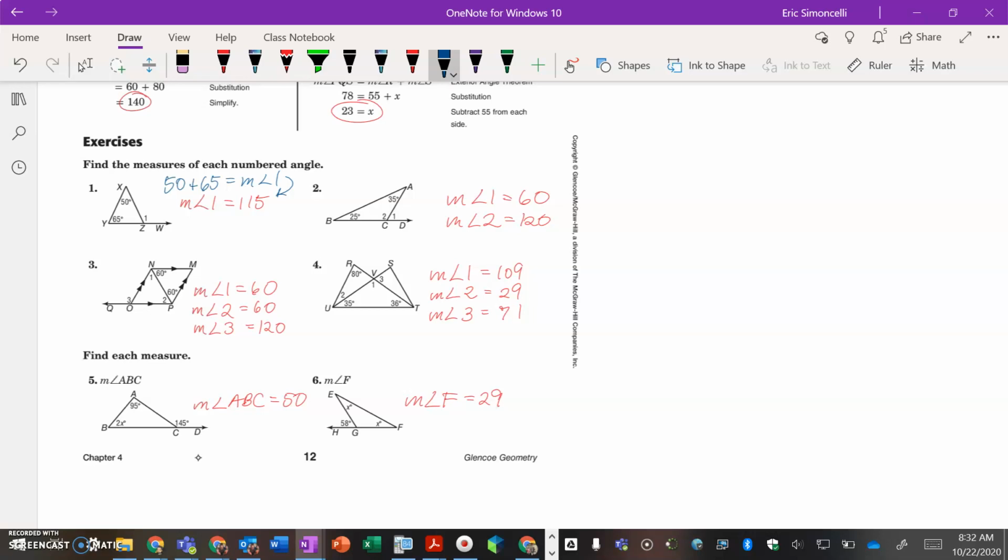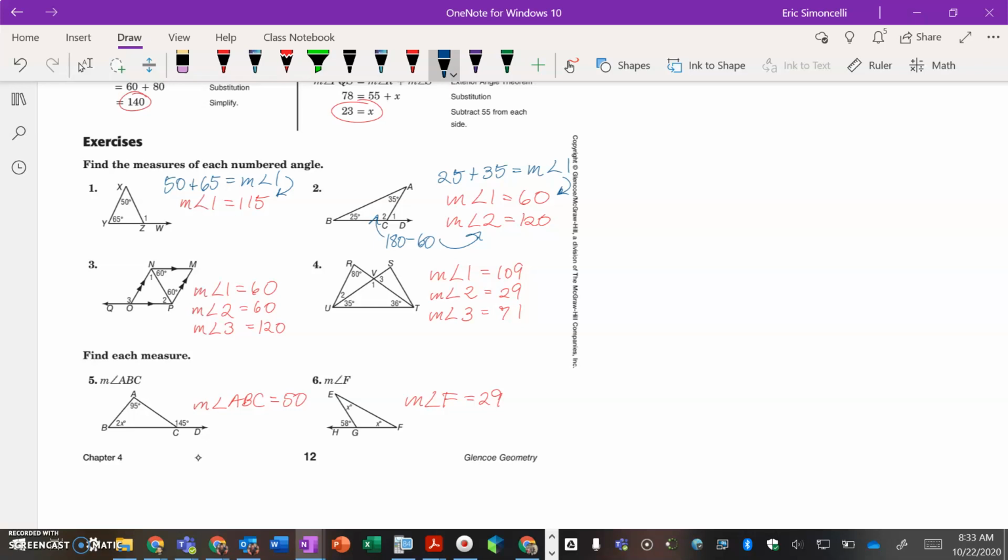Problem number 2, similar in that you can add 25 plus 35, and that is going to be equal to the measure of angle 1. And from there, of course, you can see that that's going to end up being 60 degrees. The supplementary angle, of course, angle 2, should just be 180 minus the angle you just got, so 60, and that, of course, ends up being 120.